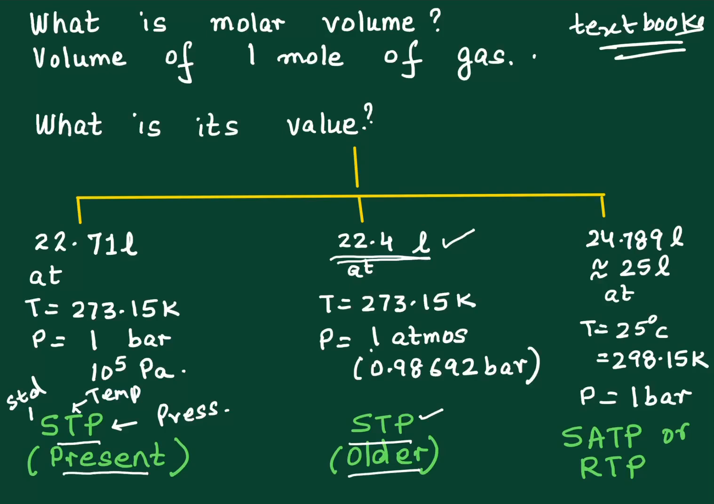In such curriculum, the standard pressure, or in such books, the pressure would be taken in atmospheres. And temperature, of course, is 0 degrees Celsius, that is 273.15 Kelvin. Whereas there are other curriculum where the molar volume is taken as 22.7 or 22.71 liters to be more exact. Where does the difference lie?